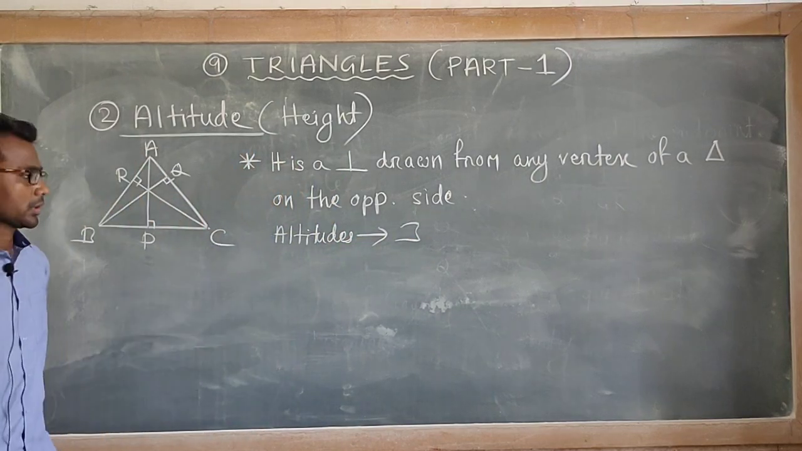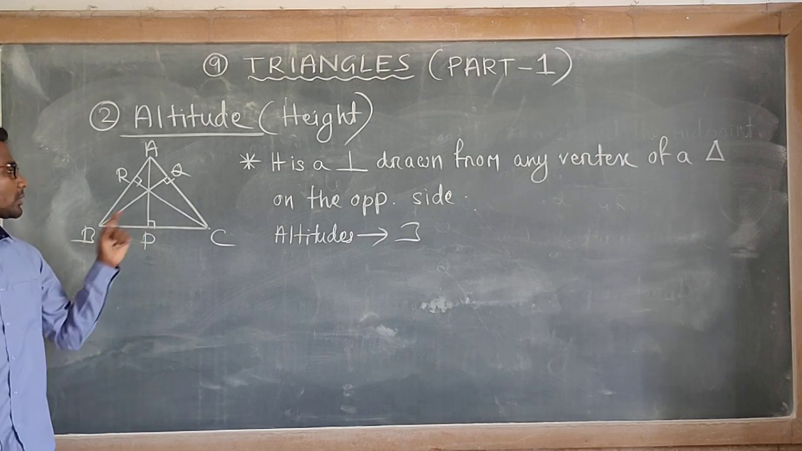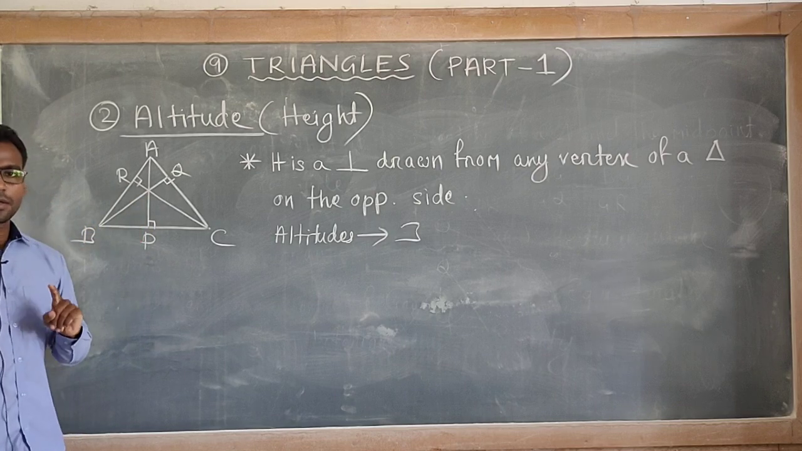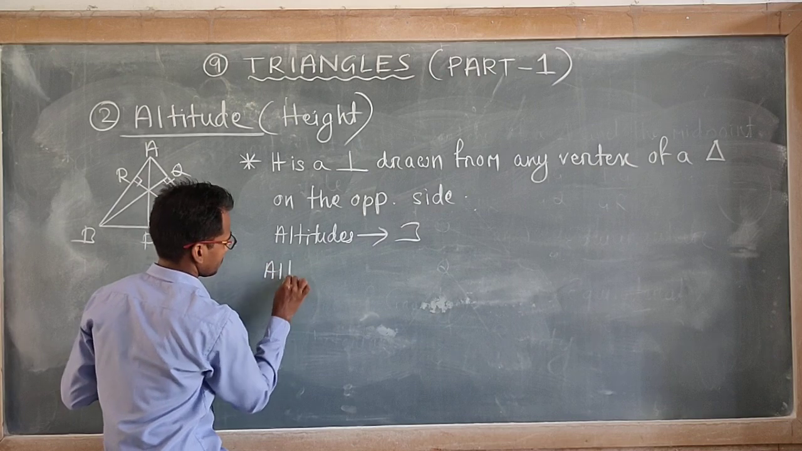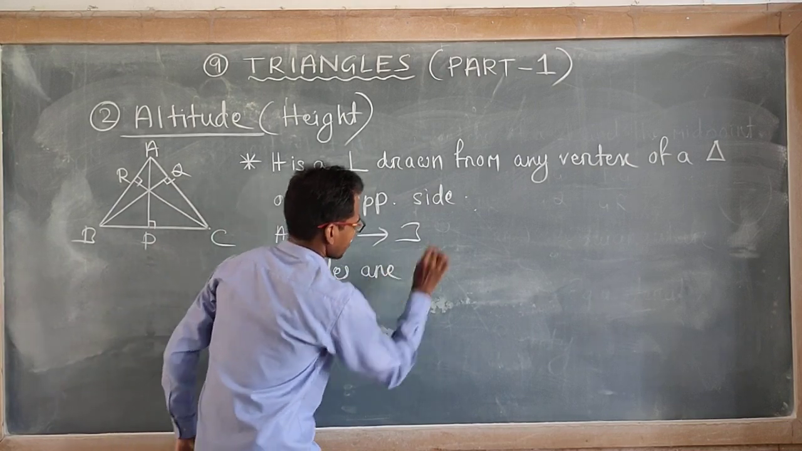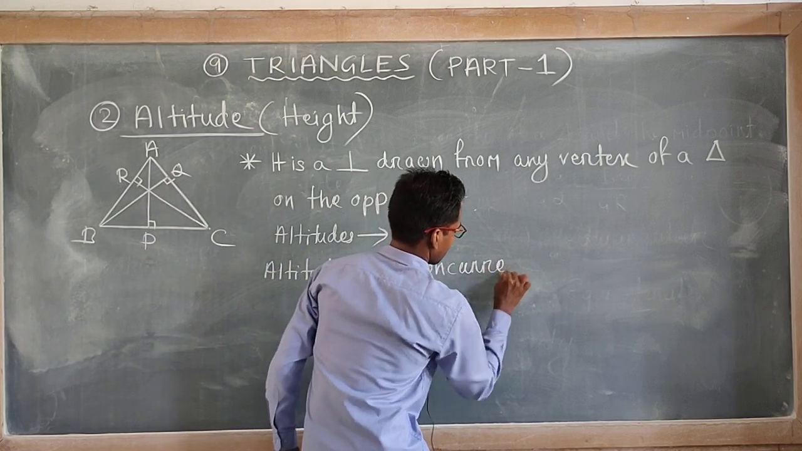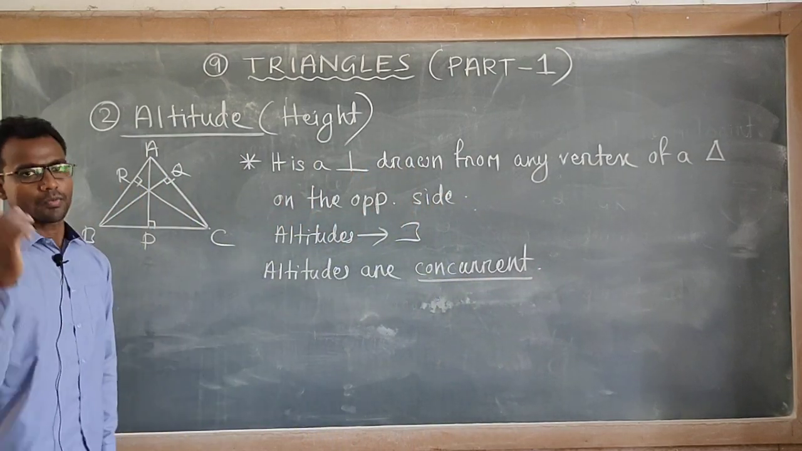Altitudes are 3. We have 3 altitudes. Again you can see all the 3 altitudes are passing through the same point. See, one point, that means they are also concurrent. Altitudes are concurrent. That means they pass through the same point.